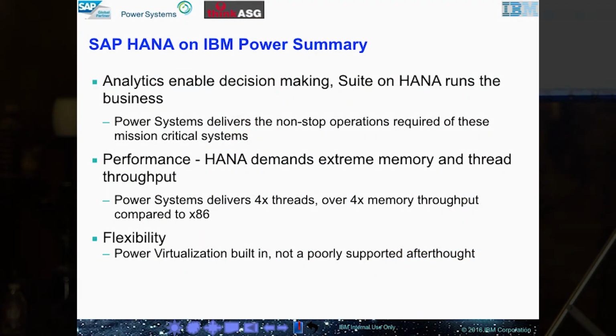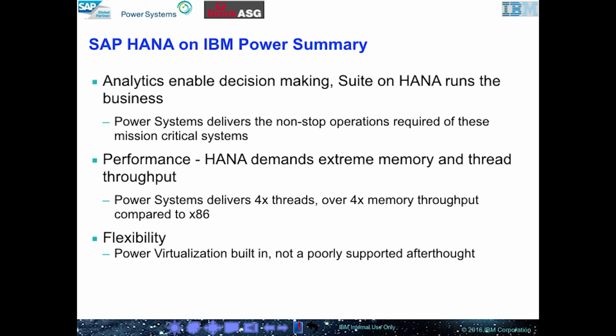So that brings me to the end of my major remarks here. Hopefully you have a better understanding now of the Power Platform, what it brings and offers for the HANA environment, as well as the key attributes, the reliability, the flexibility of the platform, and lastly, of course, the performance to give you great performance at all levels, not just at the base level when the system is running at nominal 10%, but when it's also driving at 95, 100% utilization.